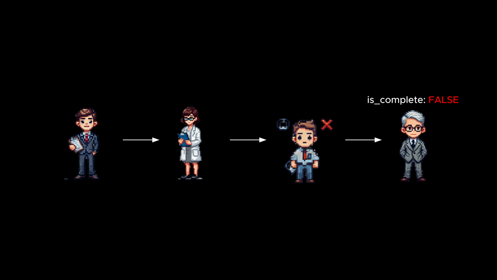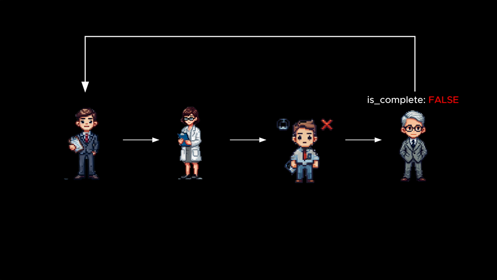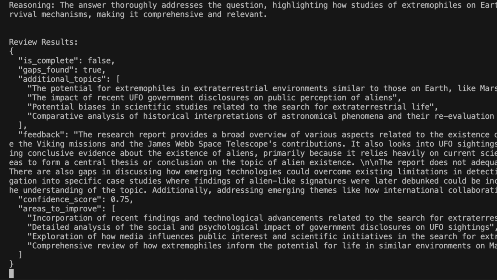For example, is complete could control a loop to keep the review going until it's set to true. Meanwhile, areas to improve and additional topics could help refine the research by showing where more detail or new questions are needed. Together, these variables enable a continuous review and improvement process.